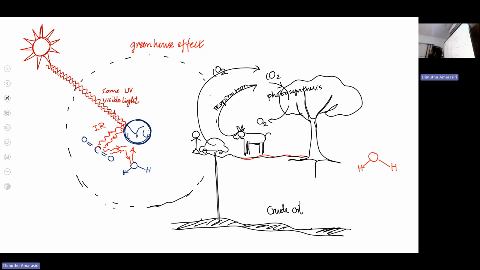Again, what is the problem? Too many greenhouse gases in the atmosphere will give undesirable temperature rises. Therefore, the Earth's atmosphere temperature is hostile for living beings. Global warming.